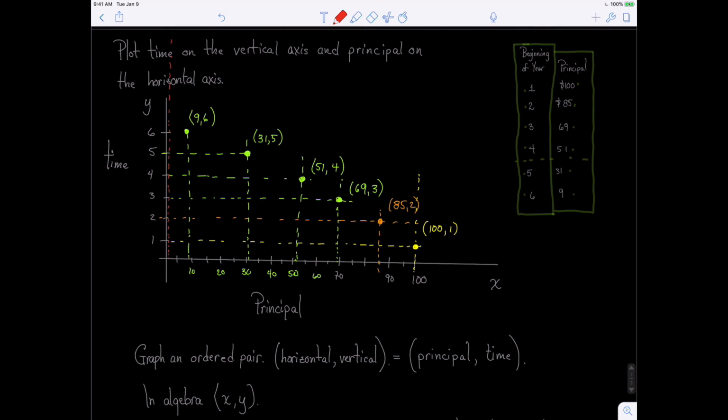Okay, in our next video, we're going to try one more example of another data set. We're going to take a look at height and shoe size.